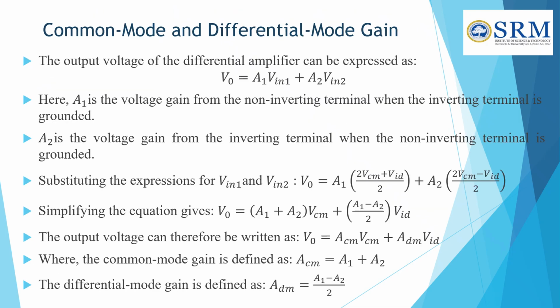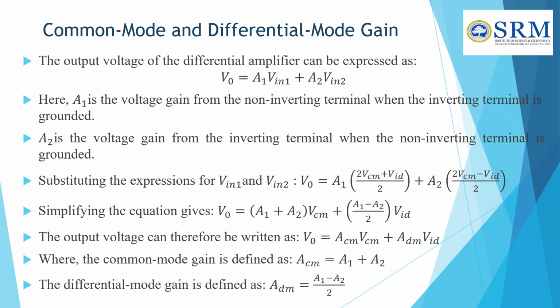The output voltage of a practical differential amplifier depends on both input voltages. The gain A1 represents amplification from the non-inverting input when the other input is grounded. Similarly, A2 represents the amplification from the inverting input when the non-inverting terminal is grounded. So the output of the differential amplifier is Vout equal to A1 Vin1 plus A2 Vin2.